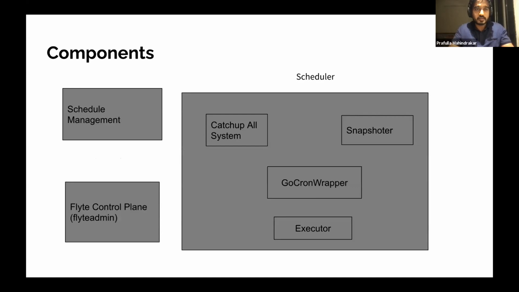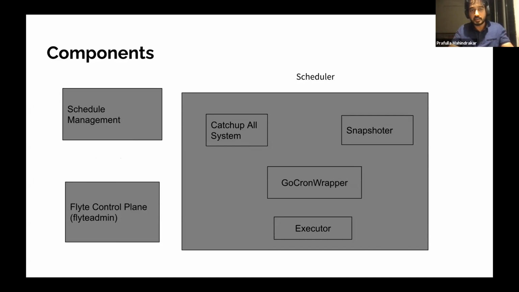Okay, so this is just an overview of some of the components that we have in the scheduler. You have the schedule management piece, which is going to create the schedules for you. As I mentioned earlier, the earlier way of creating these schedules was that you activate the launch plan that you had created, and it will go and create a CloudWatch rule for it.